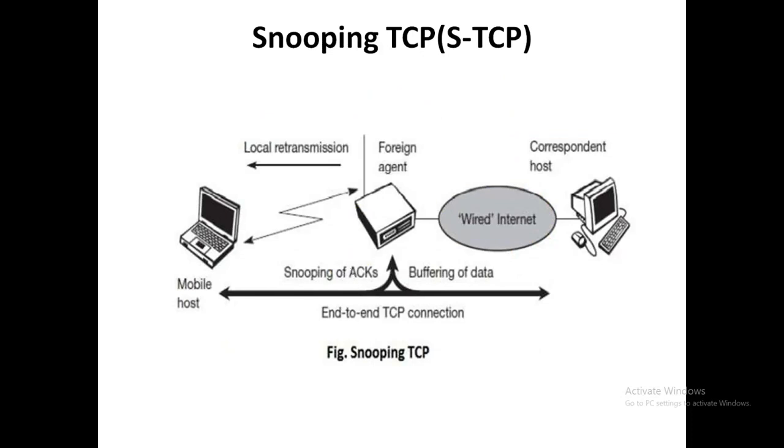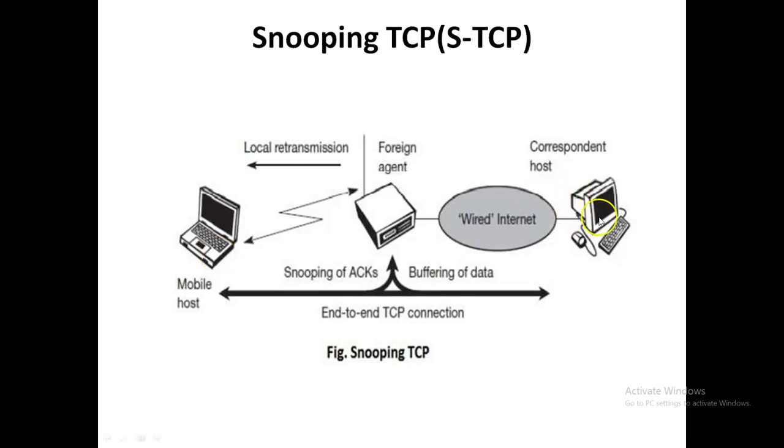The next one, snooping TCP. This is similar to indirect TCP, but one improvement from indirect TCP to snooping TCP is that there is a direct connection between the correspondent host and the mobile host. That is, a direct connection has been established between the sender and the receiver. Also, a foreign agent or access point will be present here. To go through the workflow of snooping TCP, the correspondent host is connected to the foreign agent via the internet, that is via the standard TCP, and from the access point to the mobile host, it is the same as indirect, which is wireless TCP.